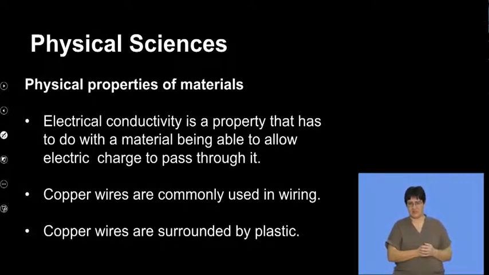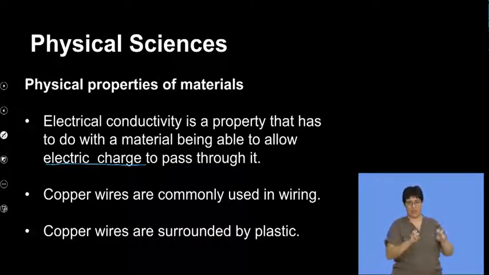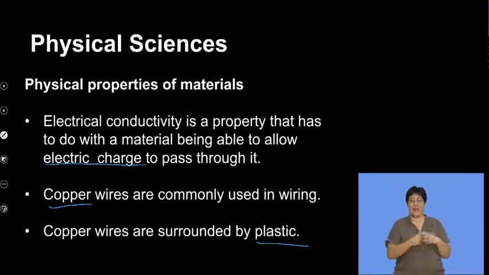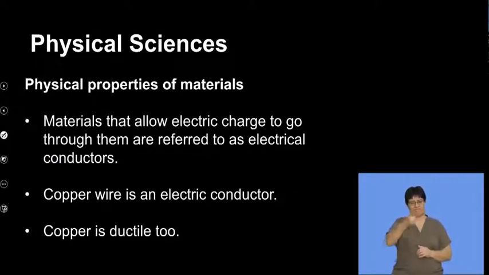Now, electrical conductivity is by definition a property that has to do with the material being able to allow electric charge to pass through it, which is your electricity. So copper wires are commonly used in wiring. Why is it so? And also around those copper wires, we've got plastic material. Why plastic? Why copper? The idea is very straightforward. Copper is a good electrical conductor, while plastic is a good electrical insulator. So that's the main point that we want to address.